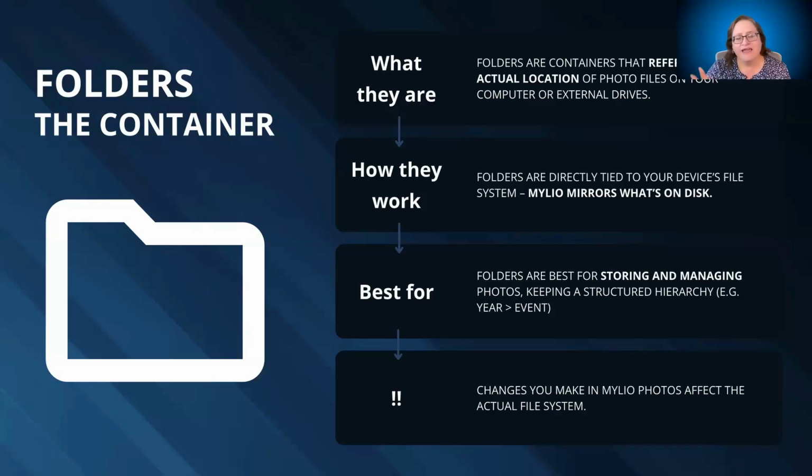So everything that you see in Mylio in a folder is actually in a folder on your computer. And these are best for storing and managing your photos, so keeping a structured hierarchy. I like to do a year, then an event. And any changes you make moving things around in folders actually affects your file system. So if you take a picture and you move it to another folder, you're physically moving that file on your hard drive. If you duplicate it and you want that picture in more than one folder, you would be making duplicates and taking up more storage space on your hard drive to do that.